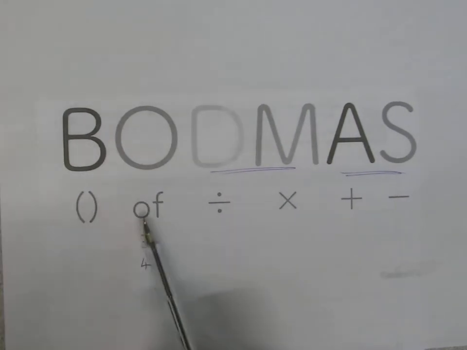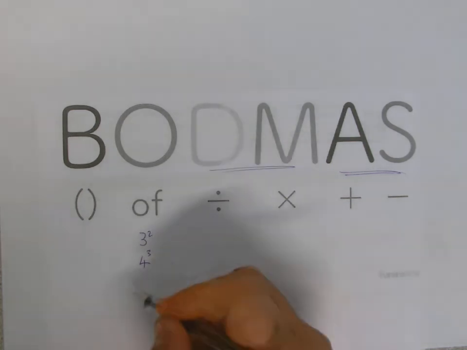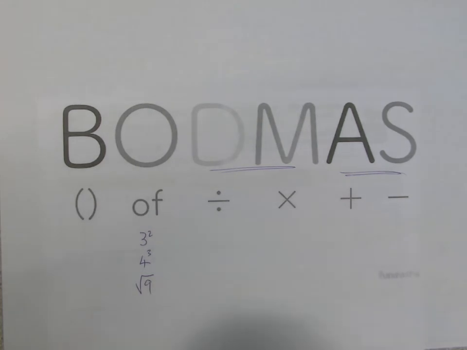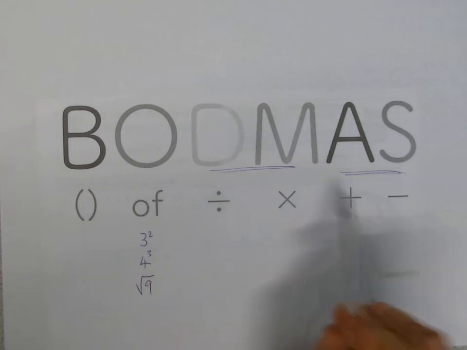O stands for of, so what we mean there is anything with powers, because it means like the square of, the cube of. You could also have the square root of something, so you'd work that out next. And then the rest is self-explanatory: divide, multiply, add, subtract.